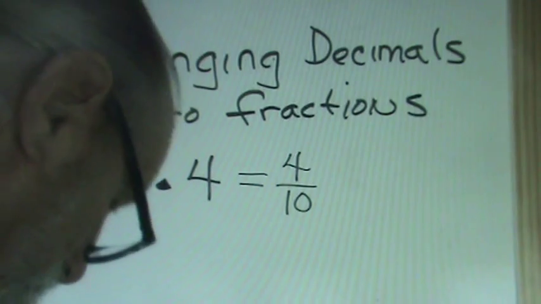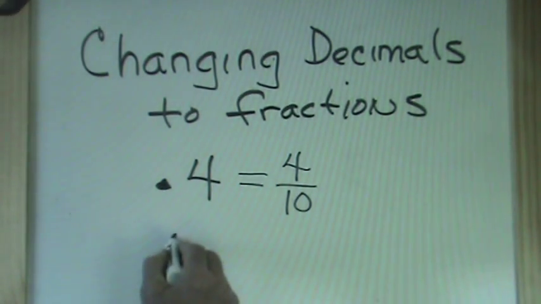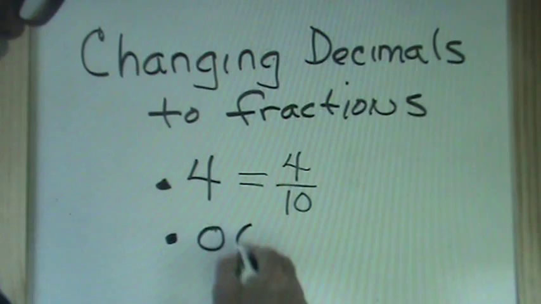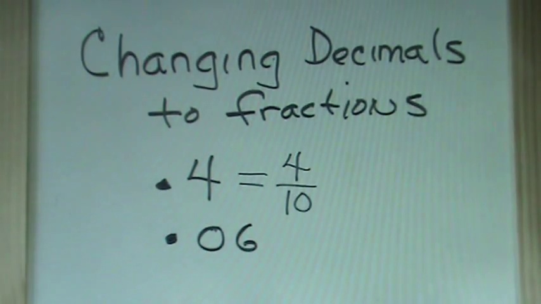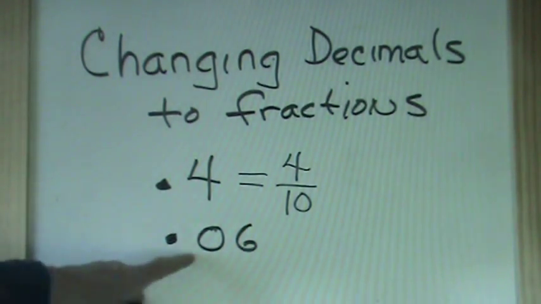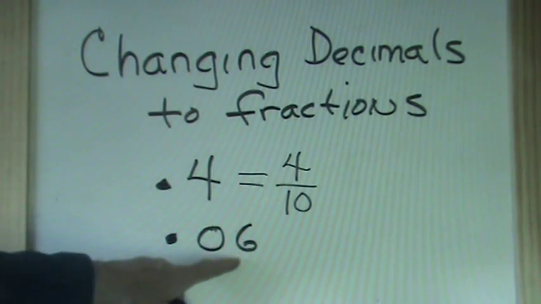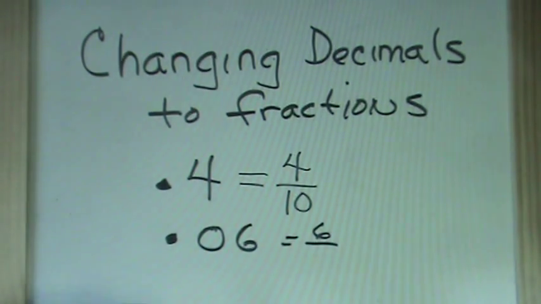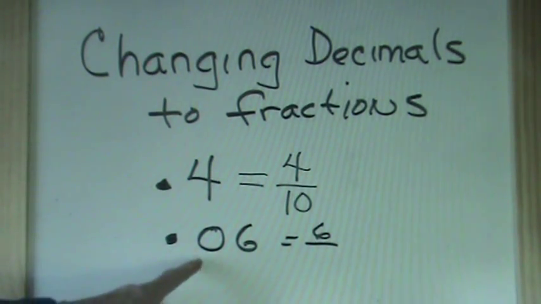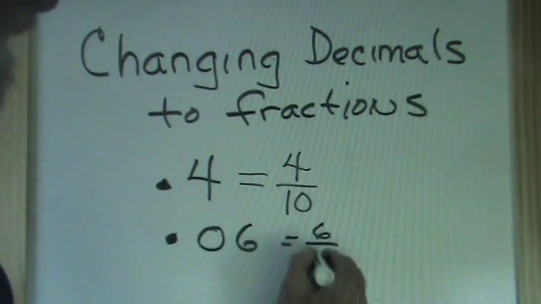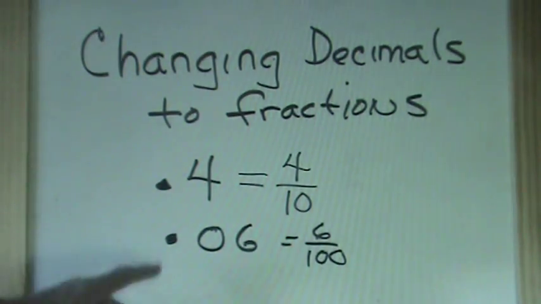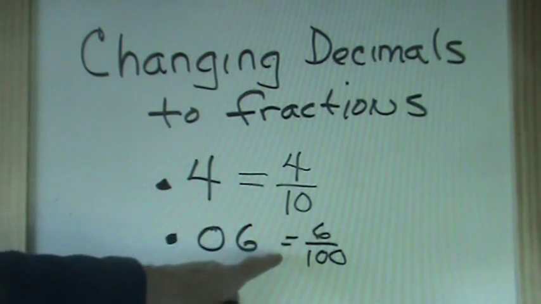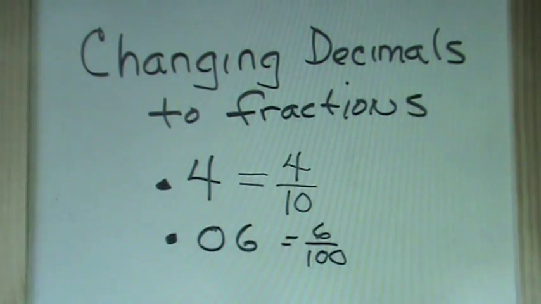If we had a problem like, let's say this. Well, the numerator of the fraction, the top part, will be the number 6 because that's the number. And the denominator is the place value. So this is in the hundredths place. So decimal point 06 is the same as 6 hundredths in fractions. Let's take a look at a few more examples.